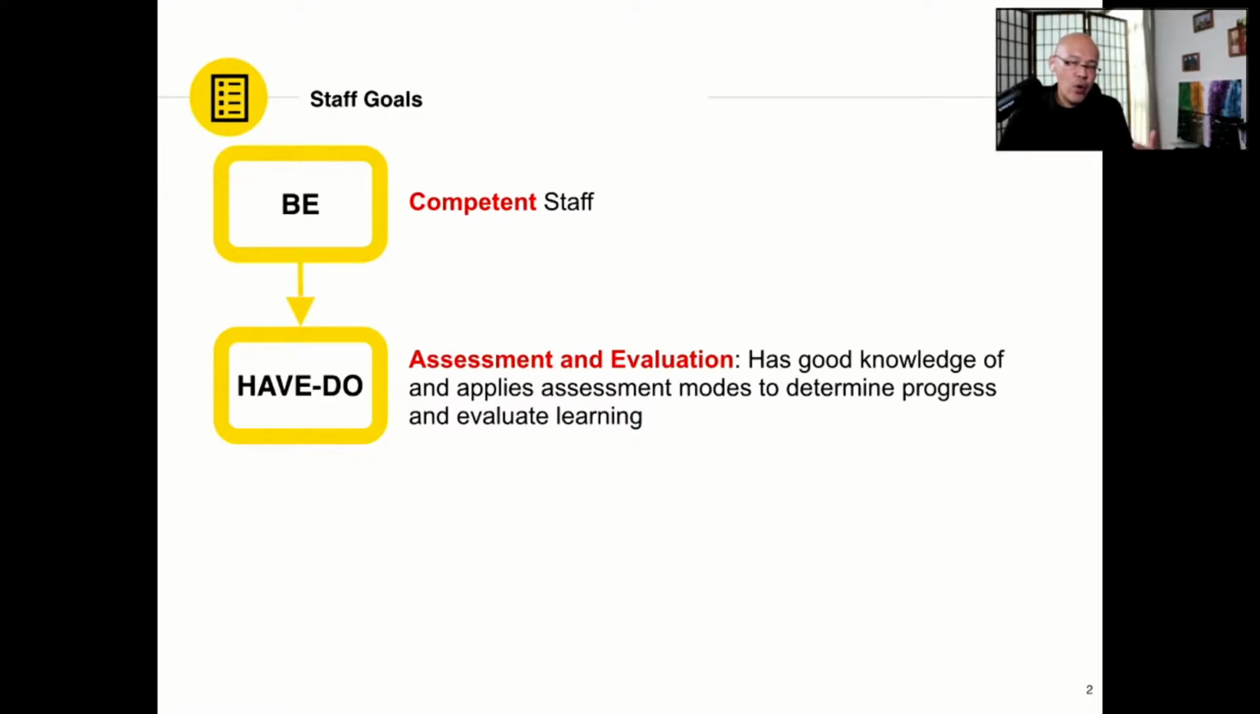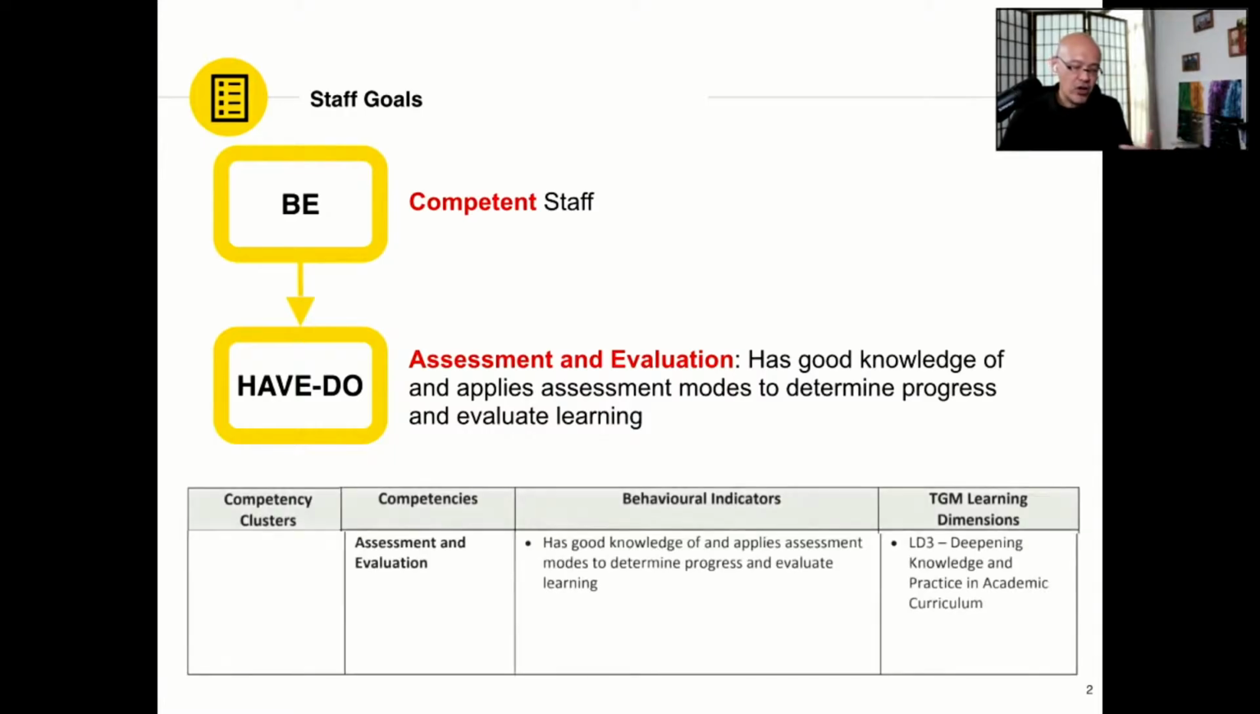And I would always like to advise my SSDs that we default back to our EPMS document. Now, in our EPMS document, you have what you call the competency column as well as the behavioral indicators column. So this is where you can pick up the have, which is assessment and evaluation, and what they must do, which is in the behavioral indicators column.